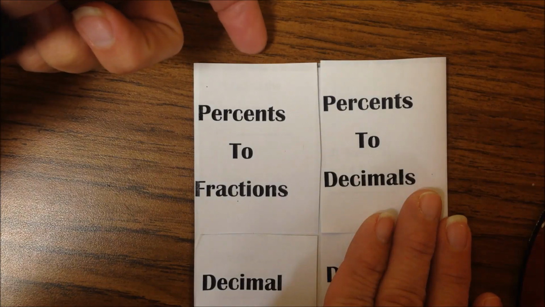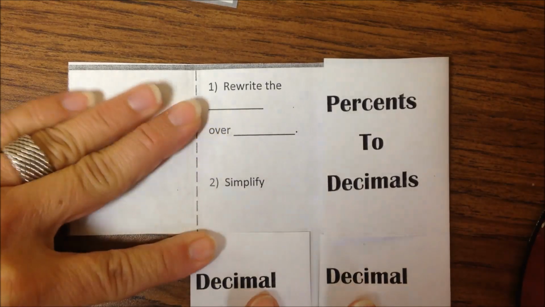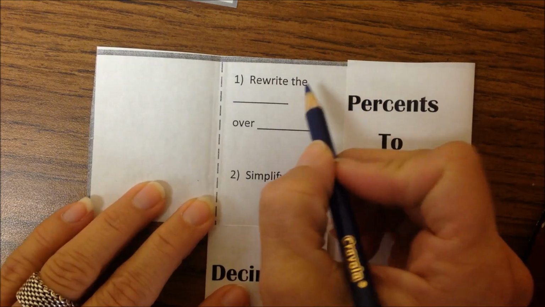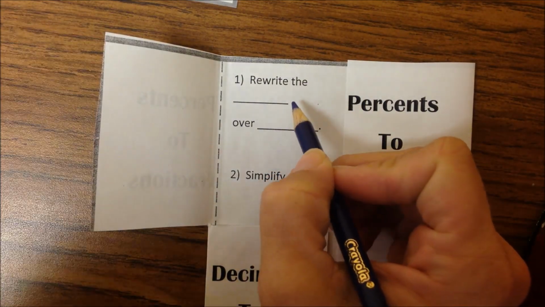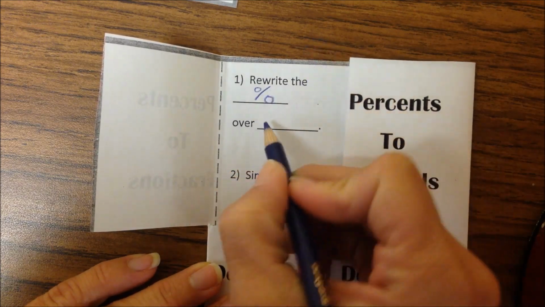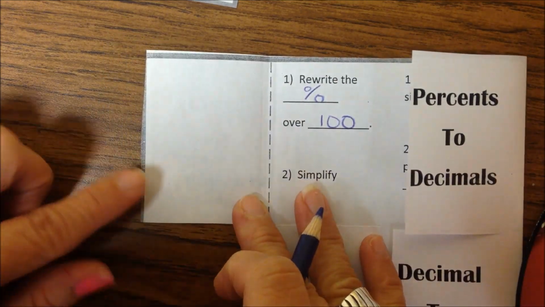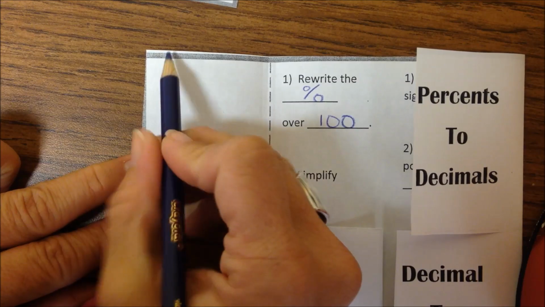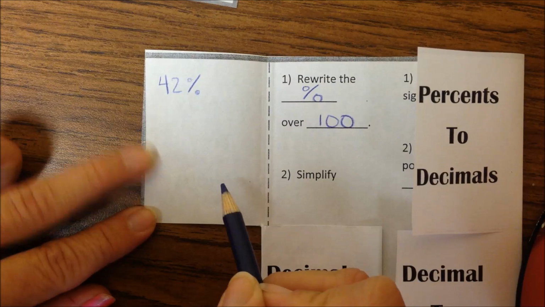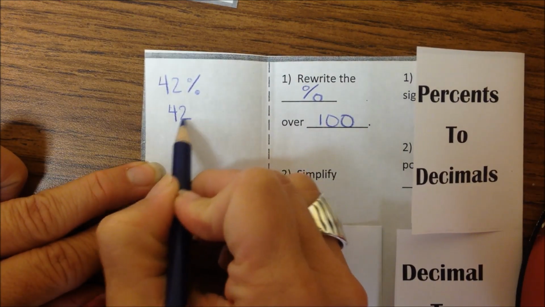So starting with your first example, we have percents to fractions. We're just going to kind of fill in the blanks. So I'm just going to use one of my colored pencils. The first step when changing a percent to a fraction is to rewrite the percent over 100. So over here on this side, we're going to do the first example. If my example is 42%, I'm going to change this into a fraction. So I'm going to take the number and we're going to put it over 100.